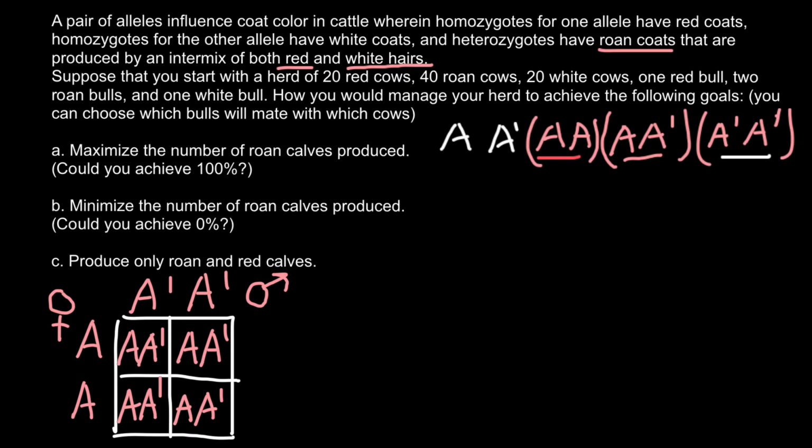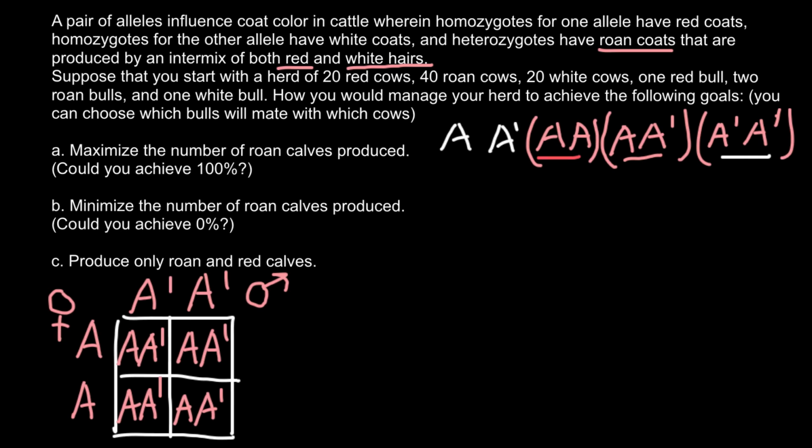And vice versa, we can take, for example, cows that are white, and we can use a bull that is red. We are going to get the same results in the progeny. So this is going to be our answer to the first question.